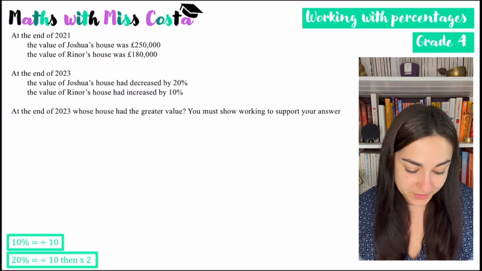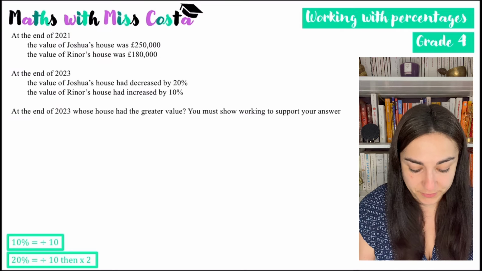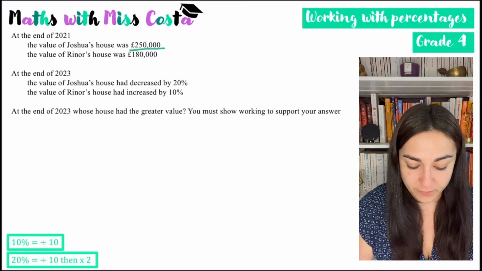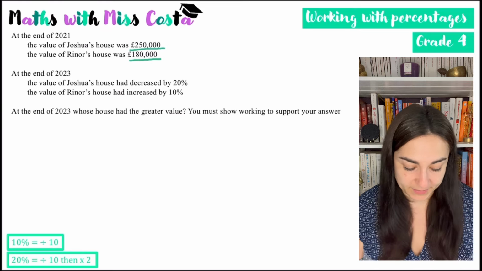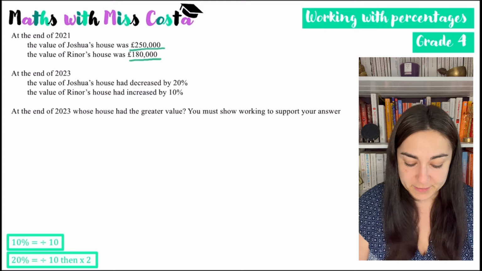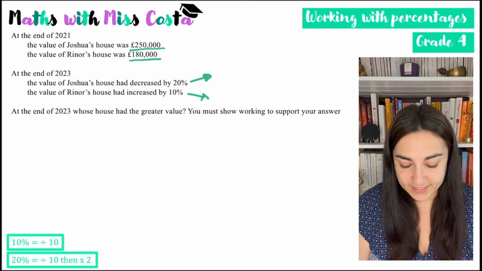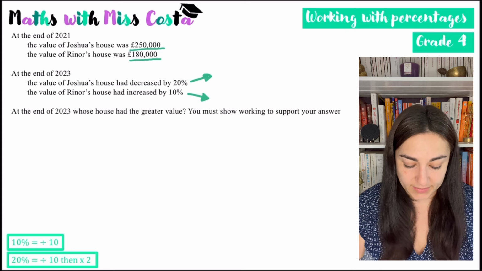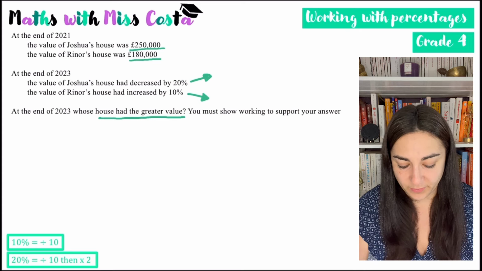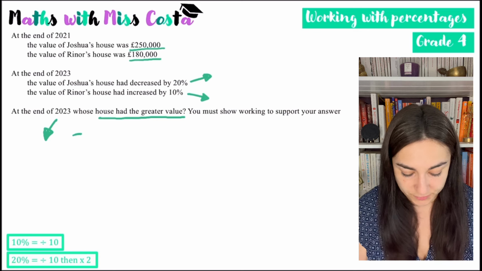Okay, so in this question, I'm told that at the end of 2021, the value of Joshua's house was £250,000 and the value of Rinwar's house was £180,000. Two years later, at the end of 2023, the value of Joshua's house had decreased by 20% and Rinwar's house had increased by 10%. So I need to figure out whose house had the greater value at the end of 2023. So let's start with Joshua's house.